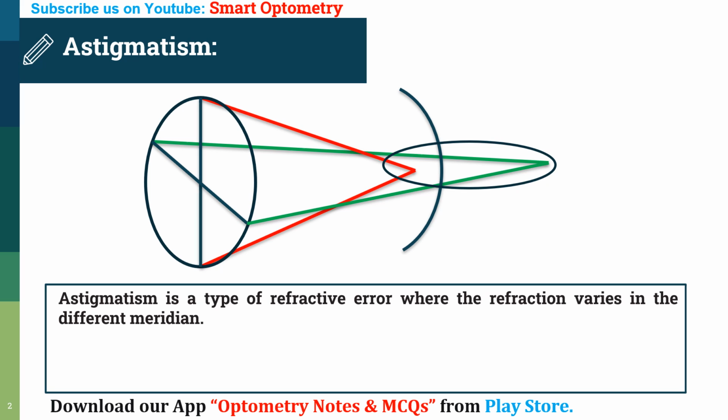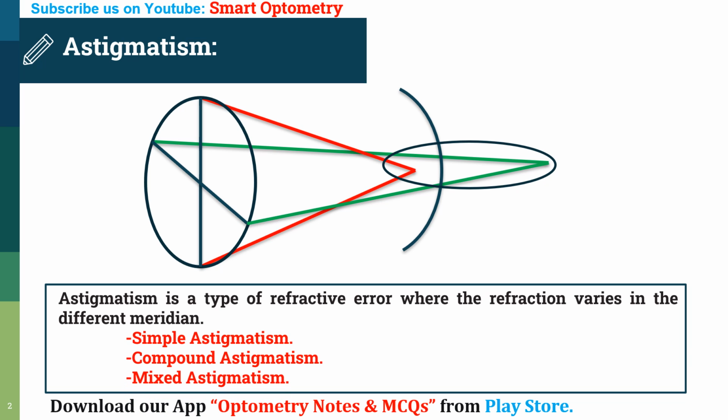Depending upon where the two meridians are focusing in relation to the retina, astigmatism is classified into three types: simple astigmatism, compound astigmatism, and mixed astigmatism.